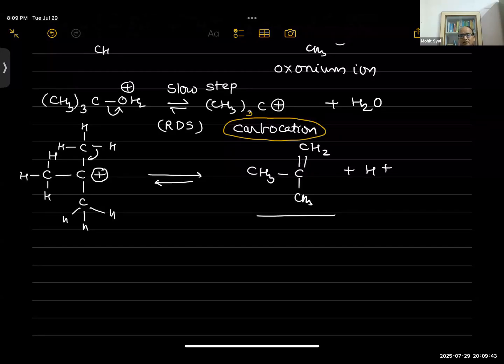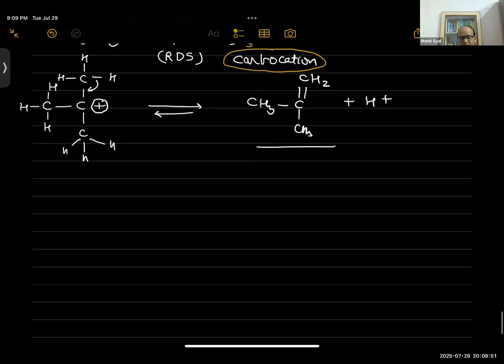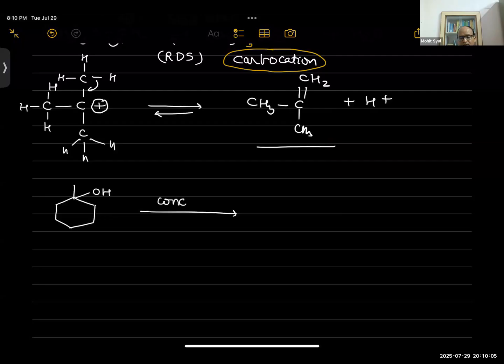So, Jasleen, we were discussing the dehydration of alcohol. We will do one question and proceed to the next topic. Dehydration is very, very important. Ibrahim, which acid should I take for dehydration?